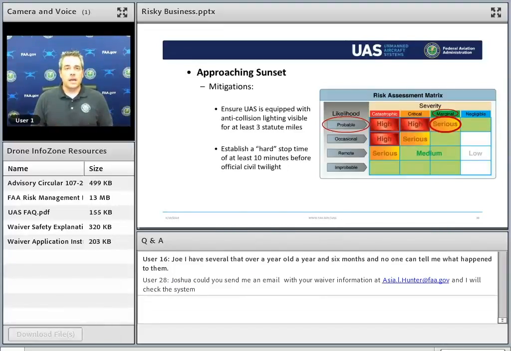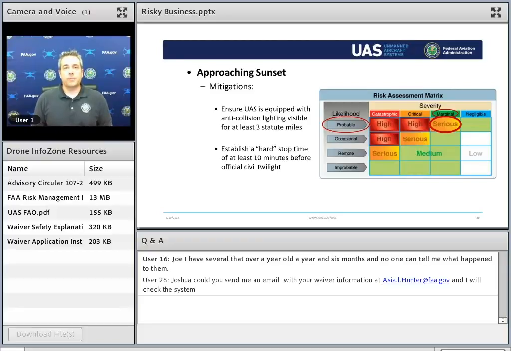Now, again, if I'm adding this as part of a waiver application, I want to include that hazard, risk assessment, and my supporting mitigations to reduce that risk in my waiver application. It is required. So what can we do with mitigations? Well, make sure that the UAS is equipped with lighting visible for at least 3 statute miles. Now that's per rule for operating during civil twilight.